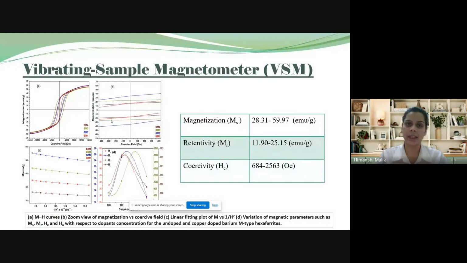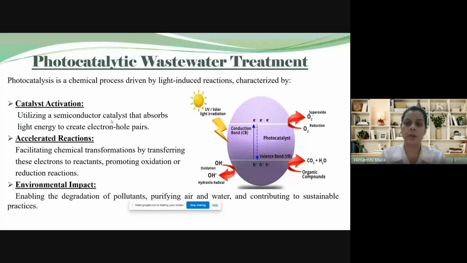So it shows excellent magnetic properties, which is also helpful for our photocatalytic material, because excellent magnetic properties show that we can reuse the material multiple times, like 3 to 4 cycles. 3 to 4 times we can use our material for the degradation. So for the degradation, I use the photocatalytic mechanism.